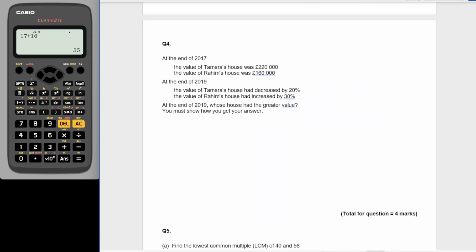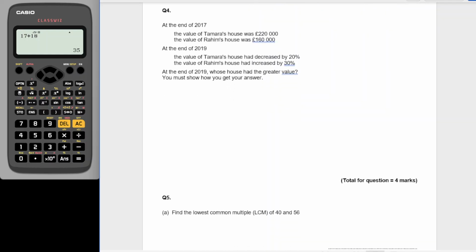Right, question 4. At the end of 2017, the value of Tamara's house was 220,000. The value of Rahim's house was 160,000. At the end of 2019, the value of Tamara's house had decreased by 20%. The value of Rahim's house had increased by 30%. At the end of 2019, whose house had a greater value?